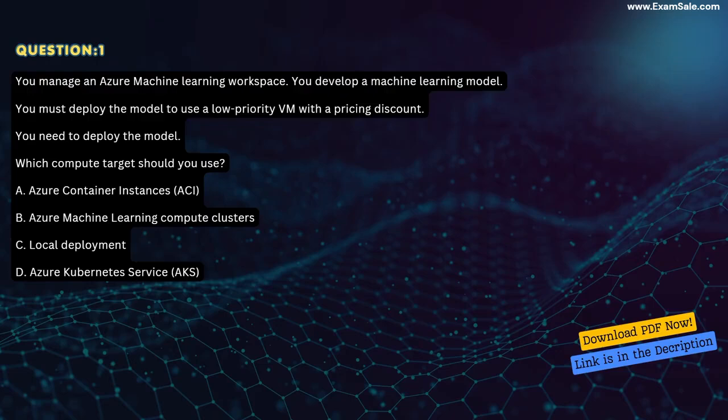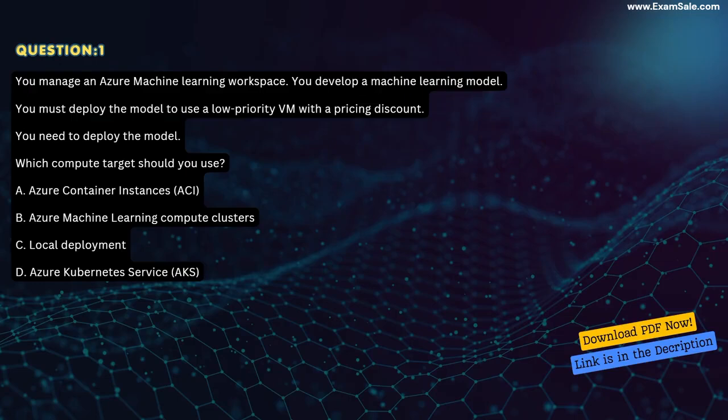Question 1. You manage an Azure Machine Learning workspace. You develop a machine learning model. You must deploy the model to use a low-priority VM with a pricing discount. You need to deploy the model. Which compute target should you use?